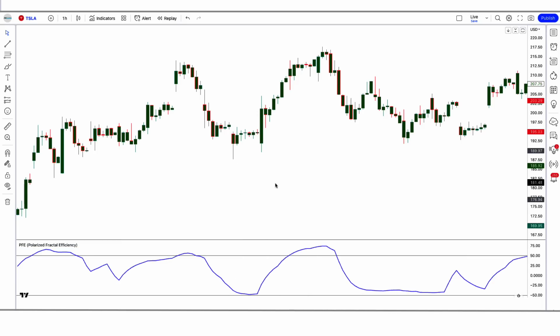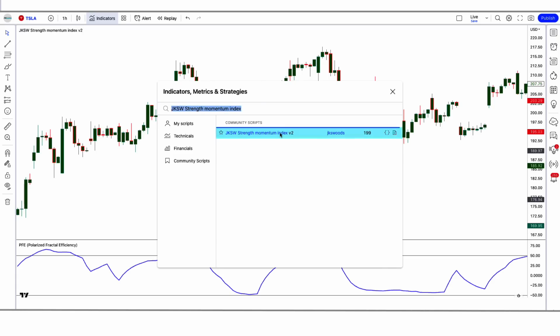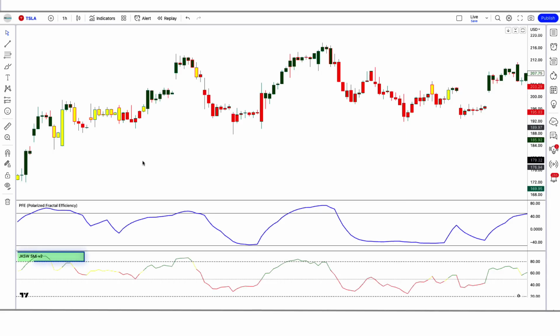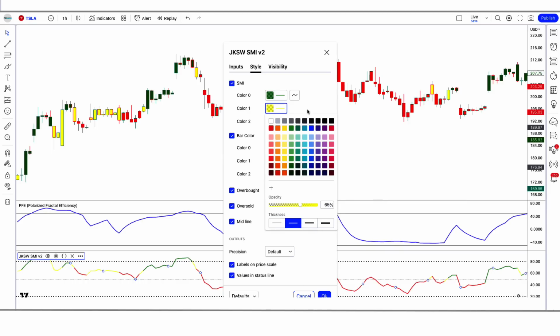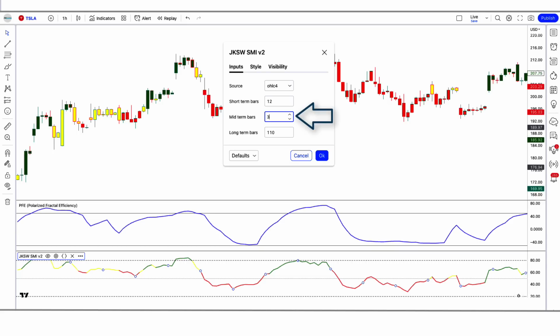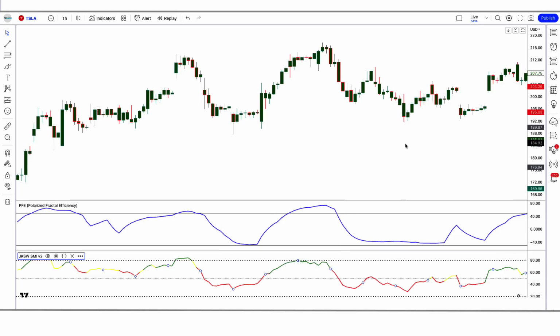After that we have to apply another indicator on the chart. We will search for JKSW strength momentum in the search box of TradingView. After that we have to click on JKSW strength momentum by Jigswoods option, in which we have to change some settings. We need to increase the opacity of this SMI option. We have to change this short-term bars option from 10 to 12. We have to change this mid-term bars option from 35 to 30. We have to change this long-term bars option from 110 to 100. We have to keep the bar color options hidden. Now our setup is ready.